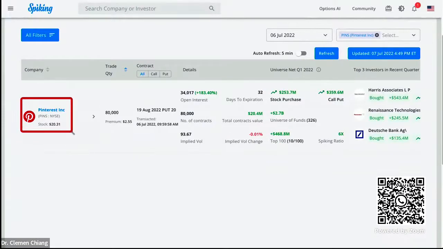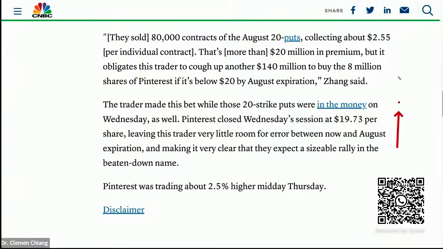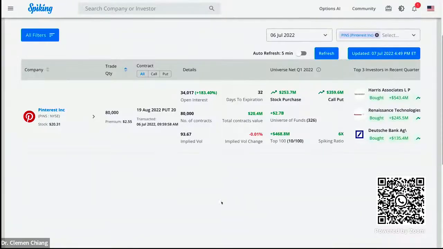This is Pinterest. The stock price was trading at $20.31. True enough, there is a block quantity of 80,000 contracts transacted. The date is the 6th of July, and the premium is 2.55. This number matches the article, which was also talking about 2.55, and we want to cross-verify that.